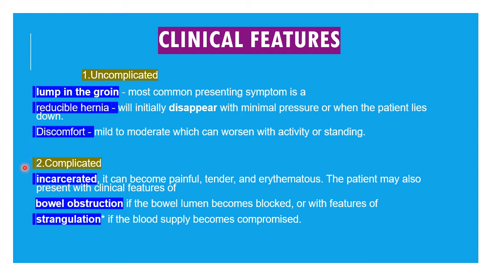The second group is the complicated cases, complicated hernias, and there are three types of complications. The first is incarcerated, where it is unable to be reduced, irreducible, and the hernial contents, especially the intestine, get trapped in the hernial sac in the inguinal canal or the scrotum. And then they produce pain, tenderness, and erythema.